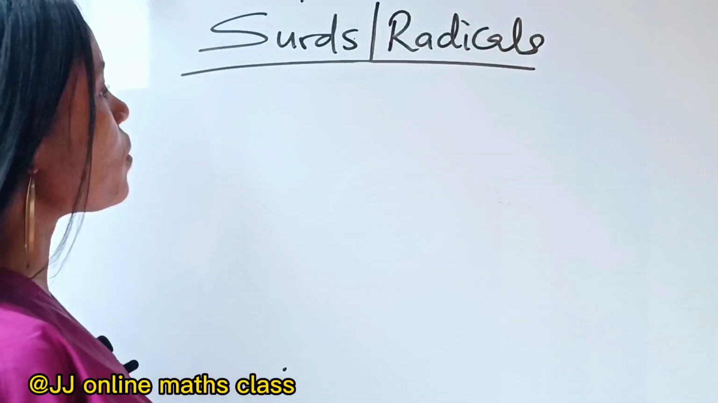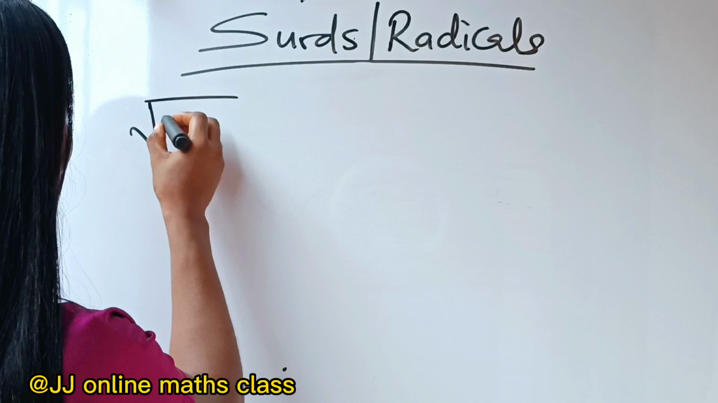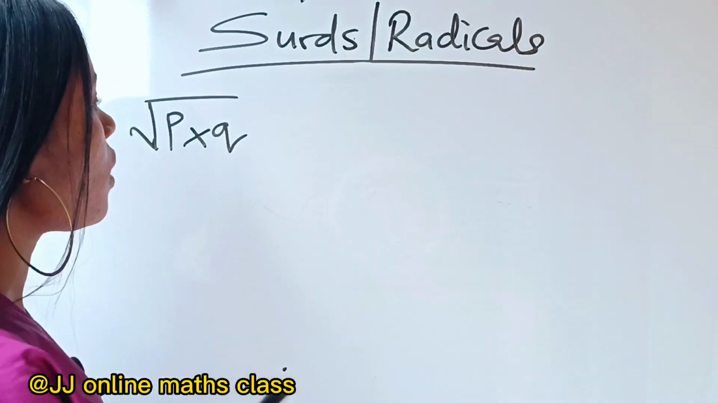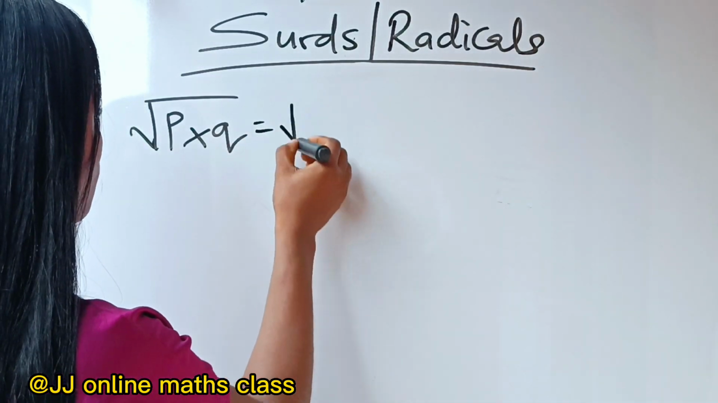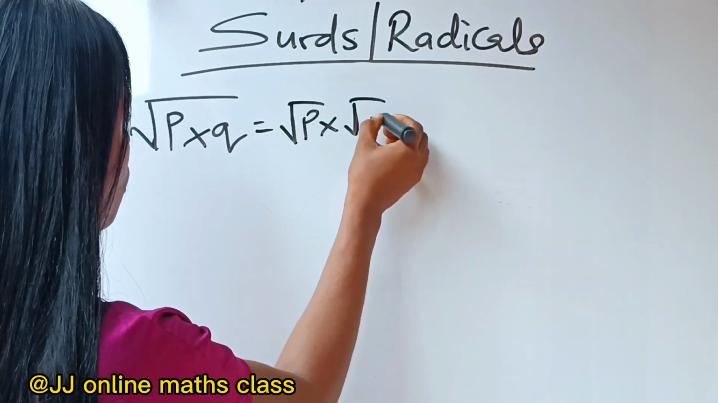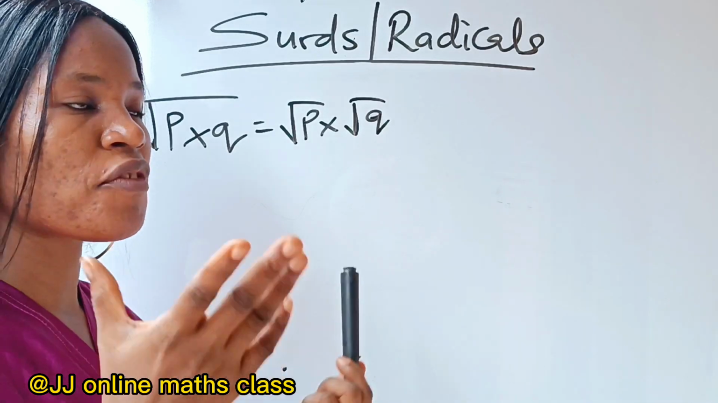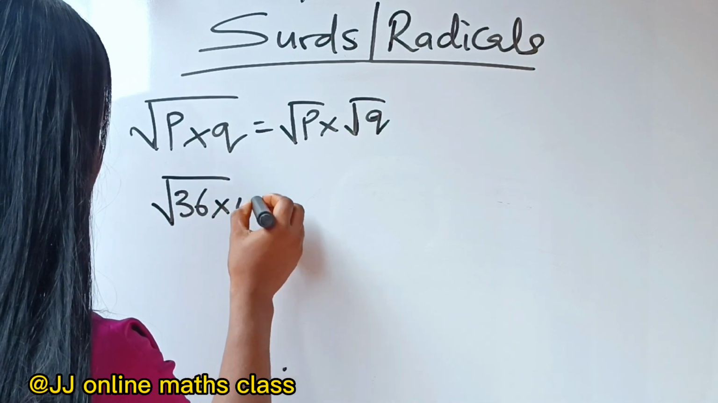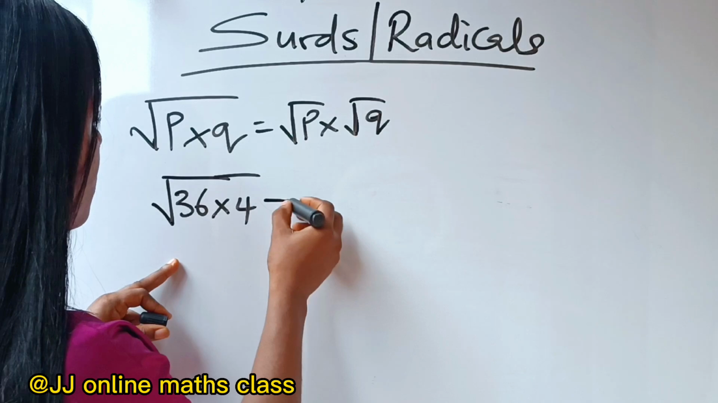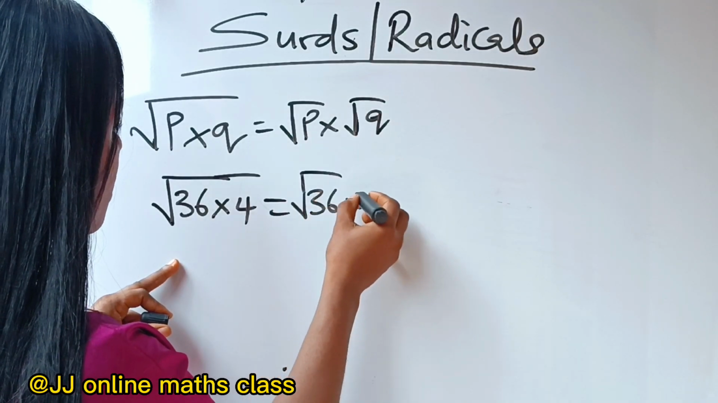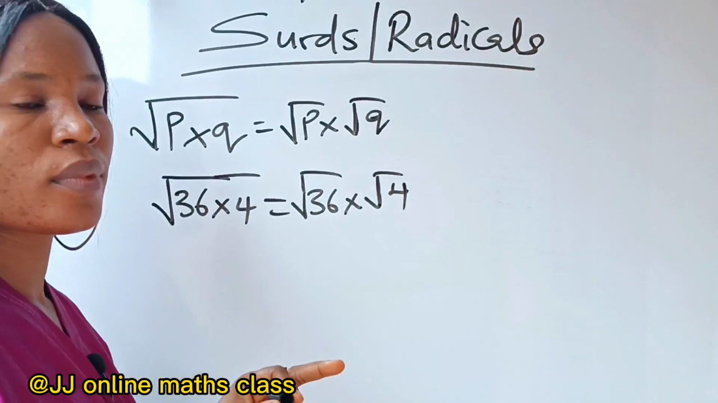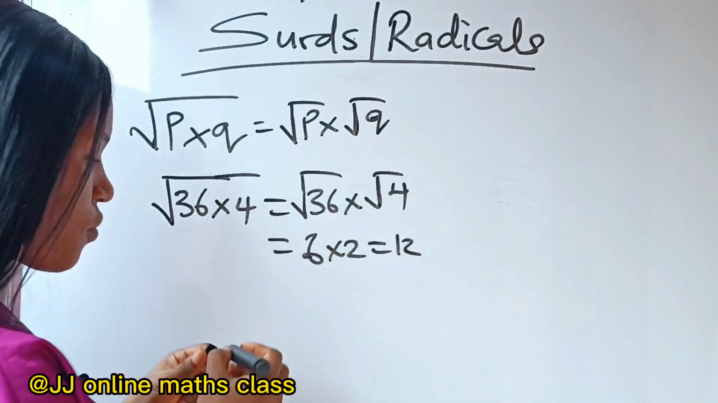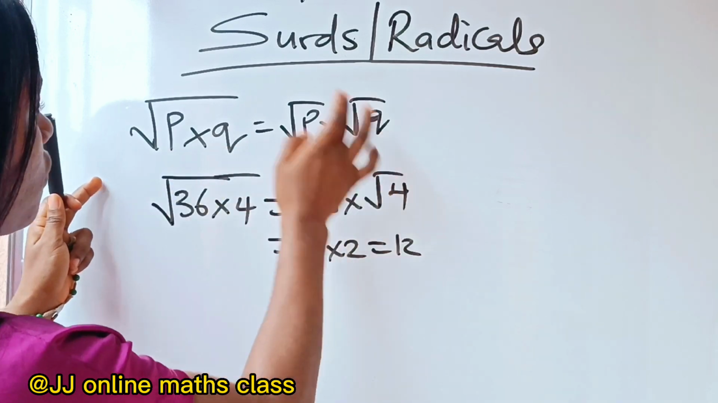Now the rules are: number 1, if you have root p times q, you can express this as square root of p times square root of q. For example, if we have square root of 36 times 4, we can express this as square root of 36 times square root of 4. Now we can write this as 6 times 2, which is 12. All right, this is the first rule.